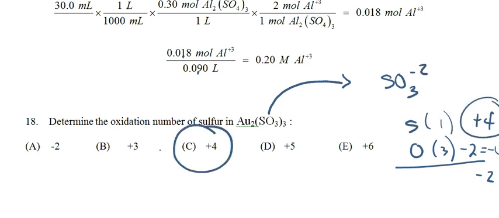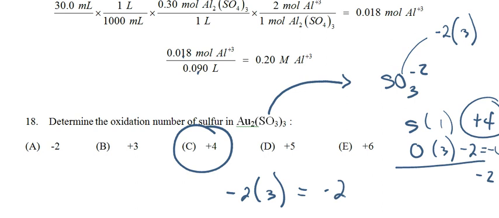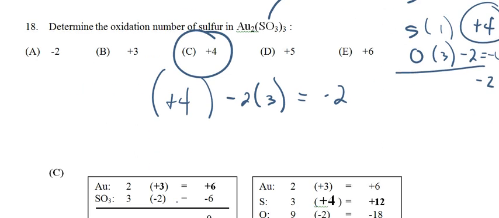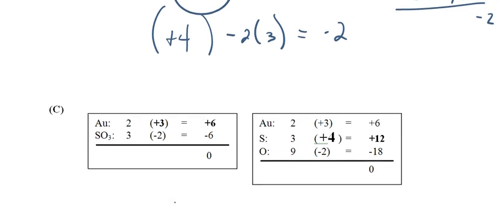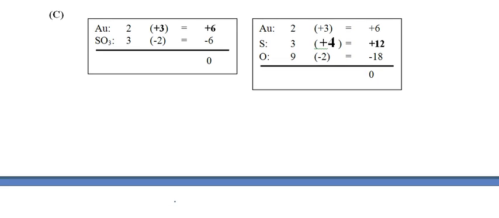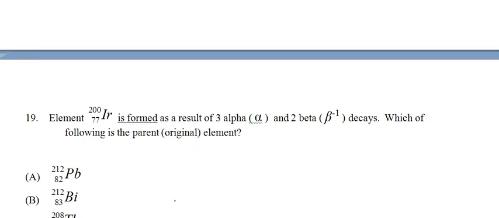Probably you could do that by looking and saying, okay, each oxygen's -2 and there's 3 of them, so a total of -6. I know the whole thing needs to equal -2. So what number am I going to add to that? +4. All right, that's showing it a little longer and more complicated, which is fine. But just remember, go fast, but be accurate, please.